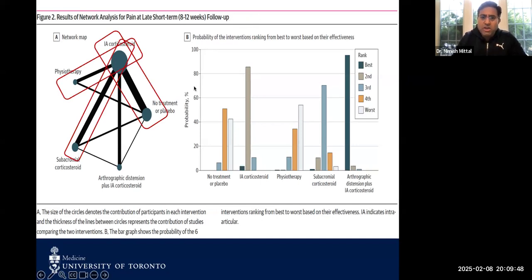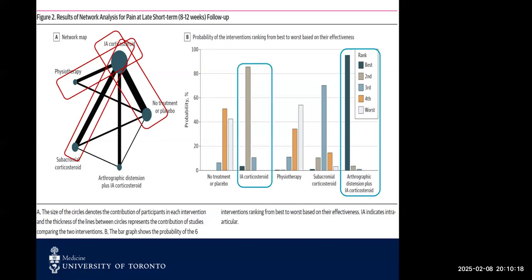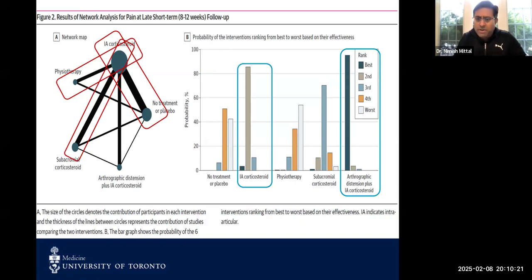Now on the right side of the image, there is this bar graph. On the x-axis, you have all these different treatment options: no treatment, intra-articular corticosteroid, physiotherapy, arthrographic distension, and so on. On the left side is the probability of effectiveness, where 0 is the worst and 100 is the best. And as you can see, the maximum efficacy is for arthrographic distension with intra-articular corticosteroid, which was done under fluoroscopy in these studies. The second one is intra-articular corticosteroids. There are other options: physiotherapy, subacromial, no treatment, but they all lie below intra-articular corticosteroids or arthrographic distension.